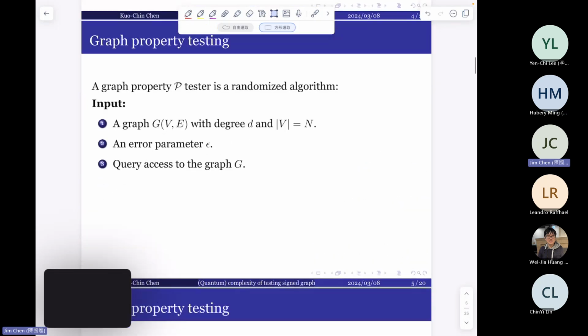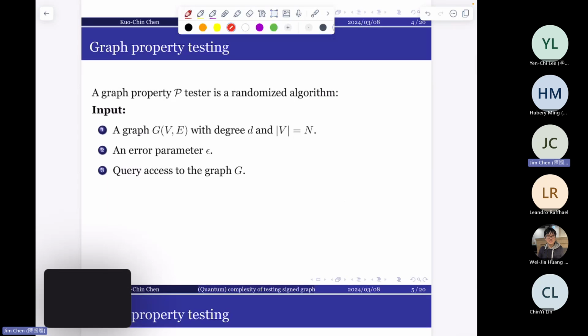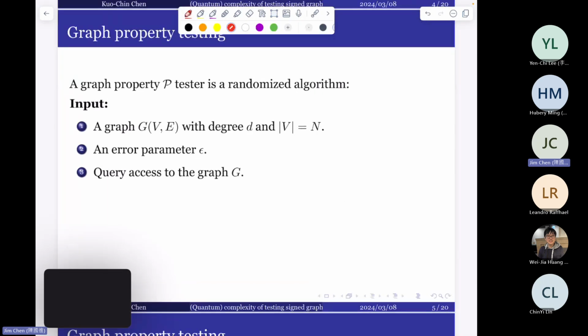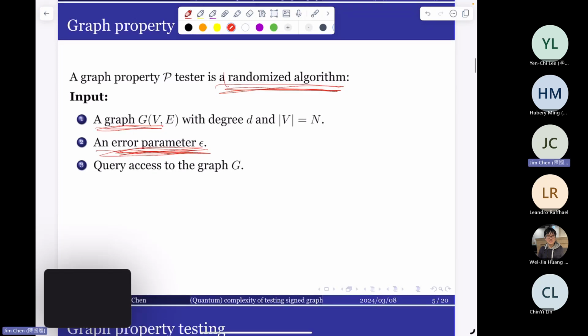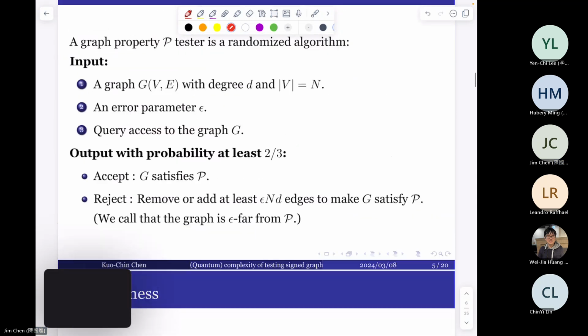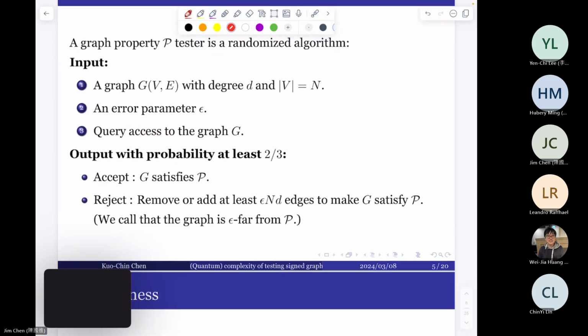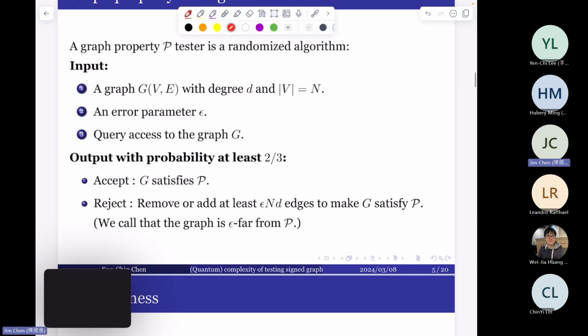So graph property testing is that we would like to test the graph in an approximate manner, so that the tester is actually a randomized algorithm, which takes the input of the graph and an error parameter epsilon. The algorithm has to return accept or reject.